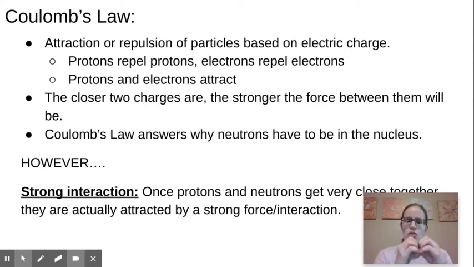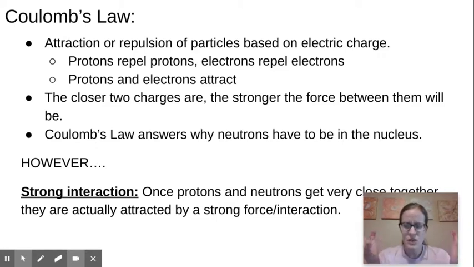So if you have two particles that have the same charge, they want to repel. And the closer you get them together, the more they want to repel. If you have particles with opposite charges, they want to attract. And the closer you get them together, the more they want to attract. So if you have two protons, both have a positive charge, they want to get away from each other. And the closer they are together, the more they want to get away from each other. If you have a proton and an electron, they want to attract. And the closer they are together, the more they want to attract.